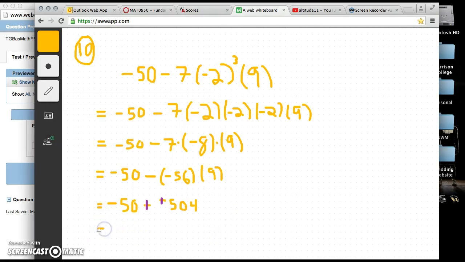454. All right, guys, so for these types of problems, just remember order of operations is most important. Parentheses first, then exponents, then multiplication and division, then addition and subtraction.